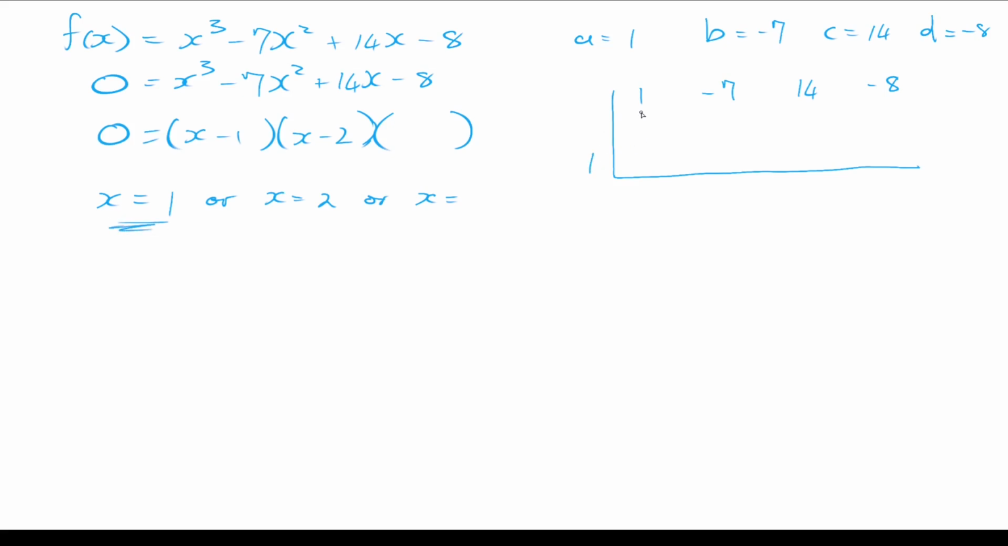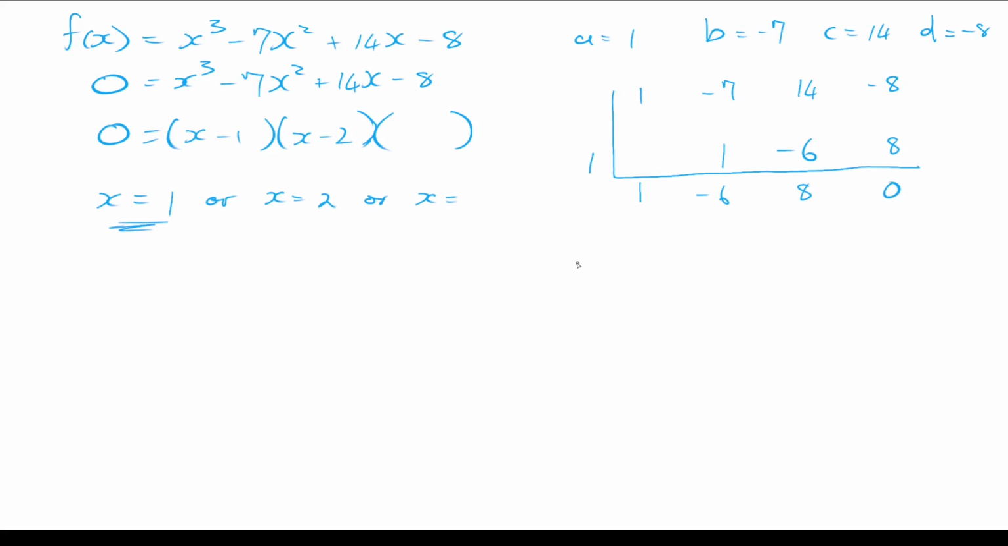Put 1. This guy just drops down, boink. And 1 times 1 is 1. -7 plus 1 is -6. 1 times -6 gives me -6. 14 minus 6 gives me positive 8. 1 times 8 gives me 8. -8 plus 8 is 0. And again, we ended up with 0. If you don't, you know you did something wrong.